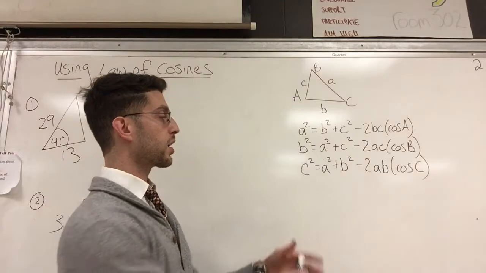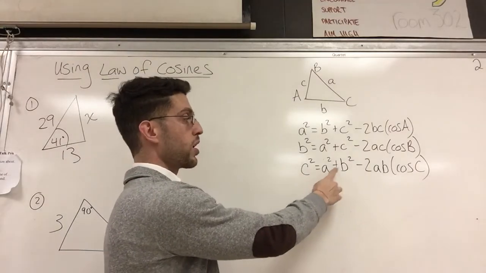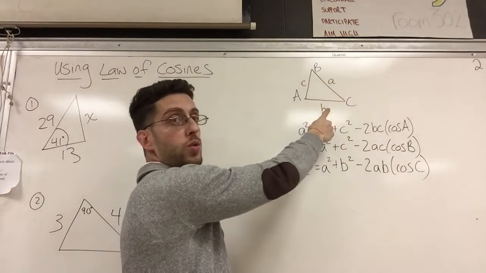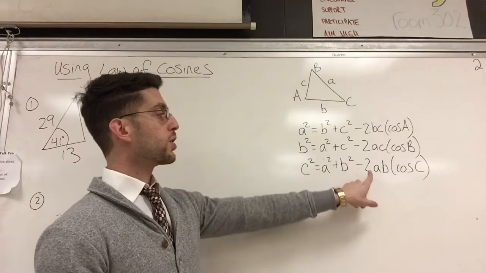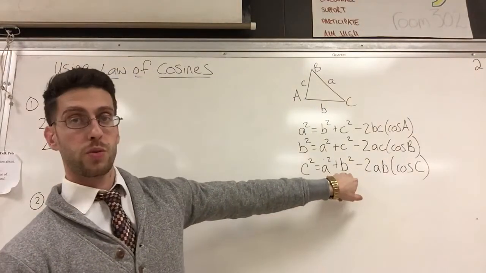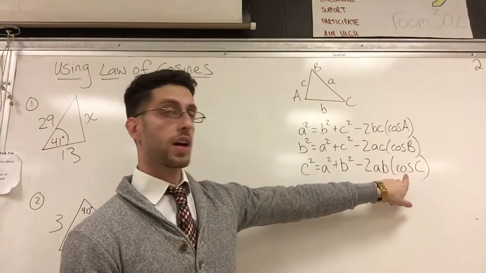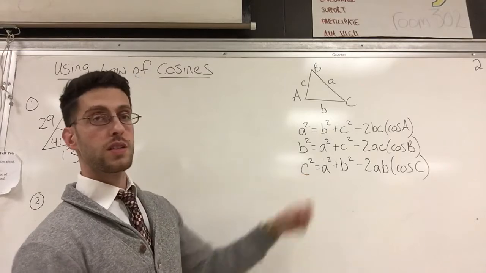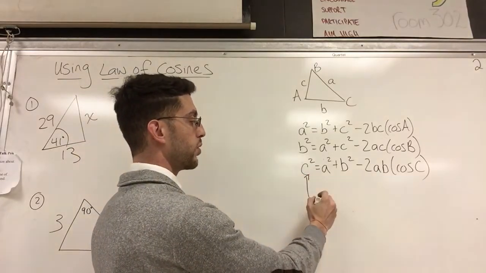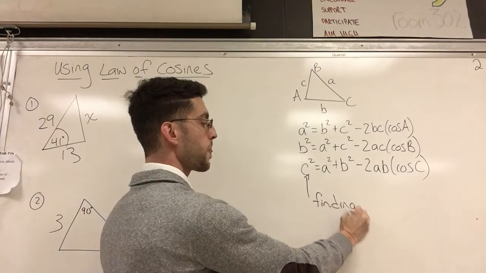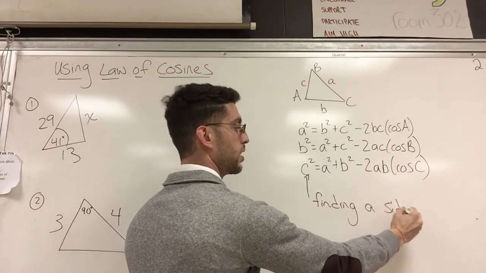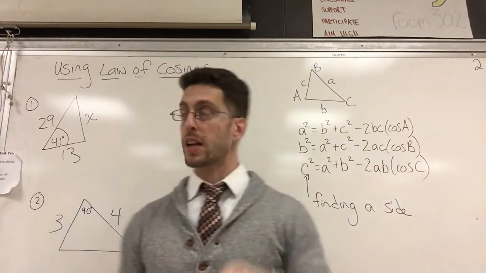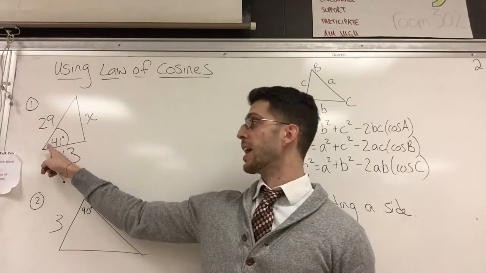So, what is it saying? C squared is equal to a squared plus b squared, the other two sides, minus 2 times ab, which happens to be the other two sides again, times the cosine of big C. Big C, little c. So this formula is useful for finding a side, which means you have to be given the other two sides and an angle. Remember I said that. The other two sides and an angle.